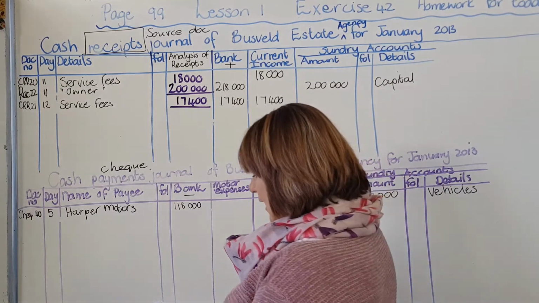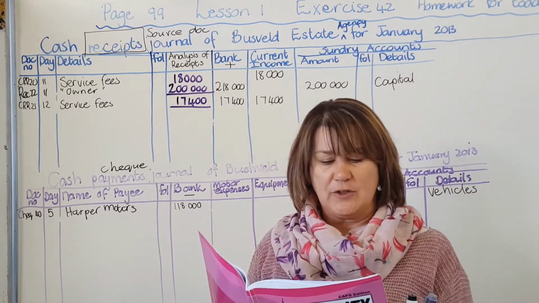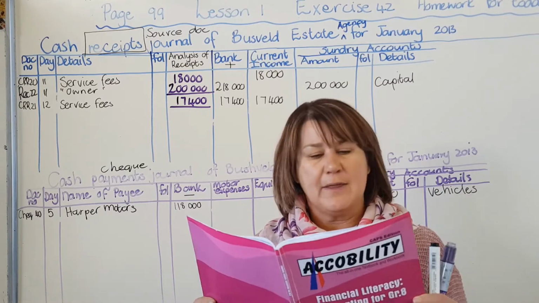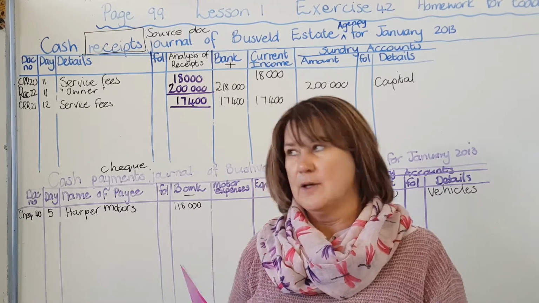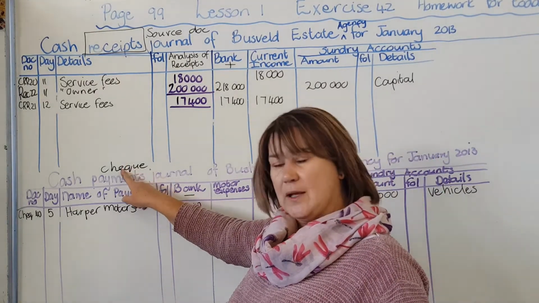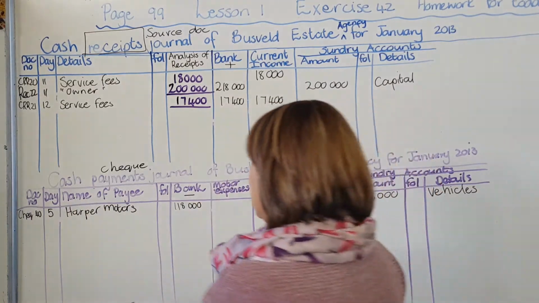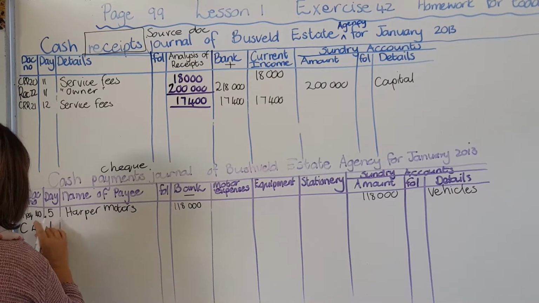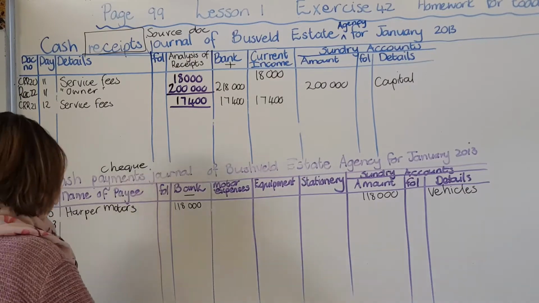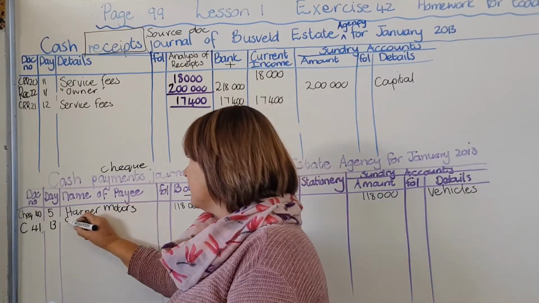Right? Then your transaction on the 13th. Advertisements paid by check to Sunrise News, 3,800 Rand. Can you see you made a payment? Payment by check. Your last check was number 40. So this check on the 13th will be 41. Who did we pay? We paid Sunrise News.